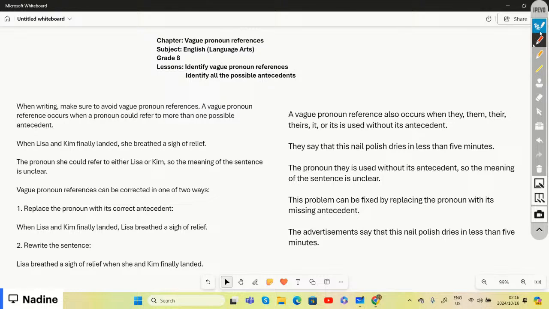All right. So it's not just the person's name. You can also use words like they, them, their, theirs, and it. And if you use it without its antecedent, then that is a vague pronoun reference. If you look at the pronoun they, that is being used without an antecedent, so the meaning of the sentence should then be unclear. For example, they say this nail polish dries in less than 5 minutes. Another question is, who is they?